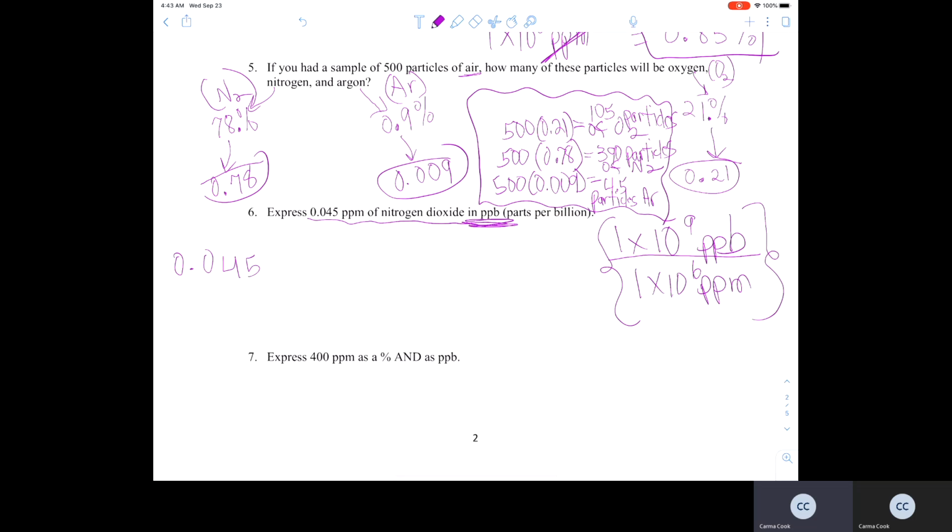So we take 0.045 parts per million, multiply it by the conversion factor. The parts per million cancel. So we do our math. 0.045 times 1 billion, 1 times 10 to the 9th, divided by 1 times 10 to the 6th. And you get 45 parts per billion.